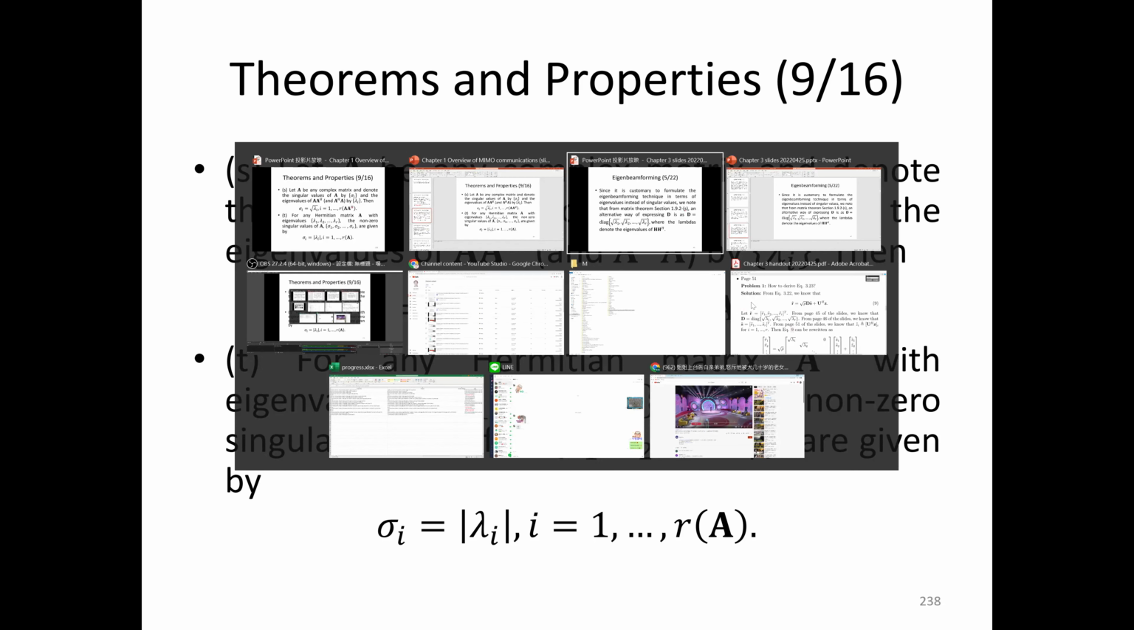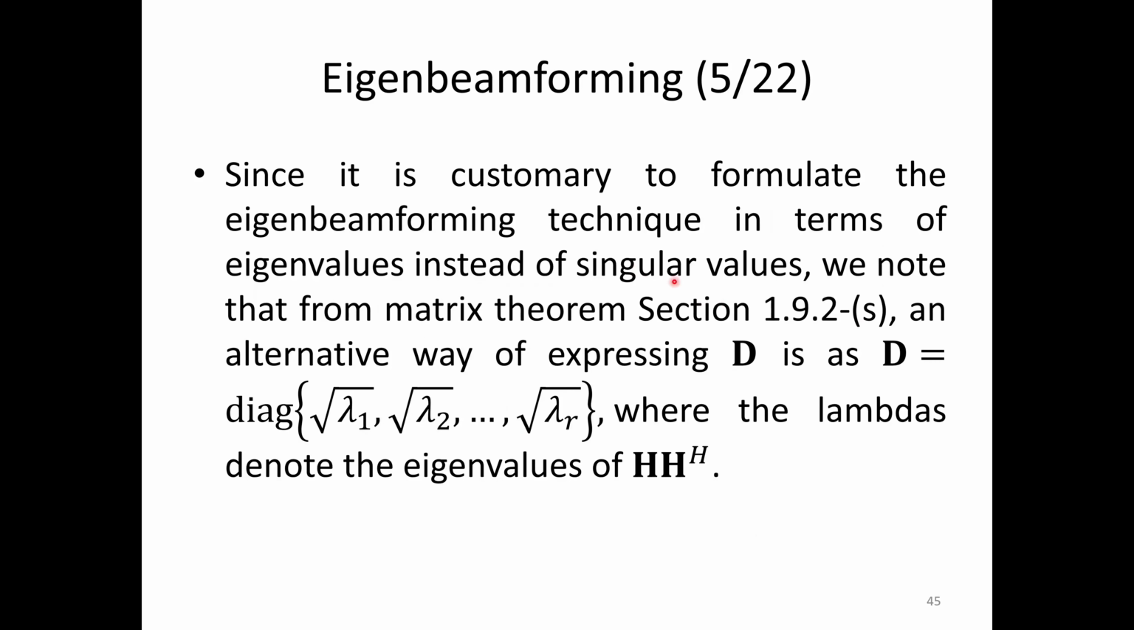Let us go back to chapter 3. Sorry, not this. Chapter 3. An alternative way of expressing D is as D is equal to a diagonal matrix with diagonal elements square root of lambda 1, square root of lambda 2, to the square root of lambda r, where the lambdas denote the eigenvalues of H times H Hermitian.